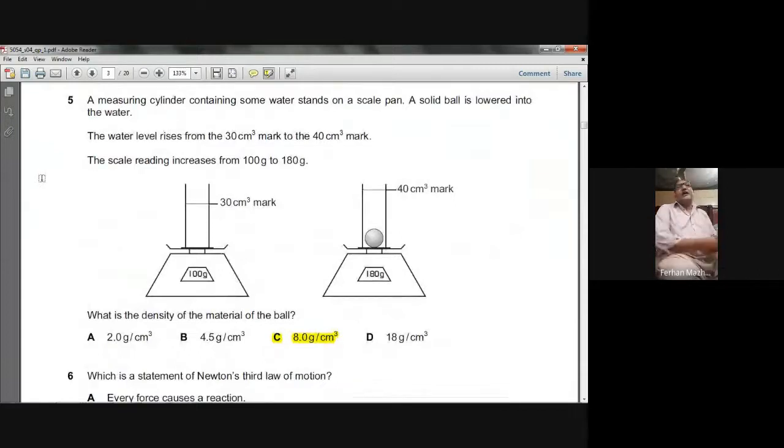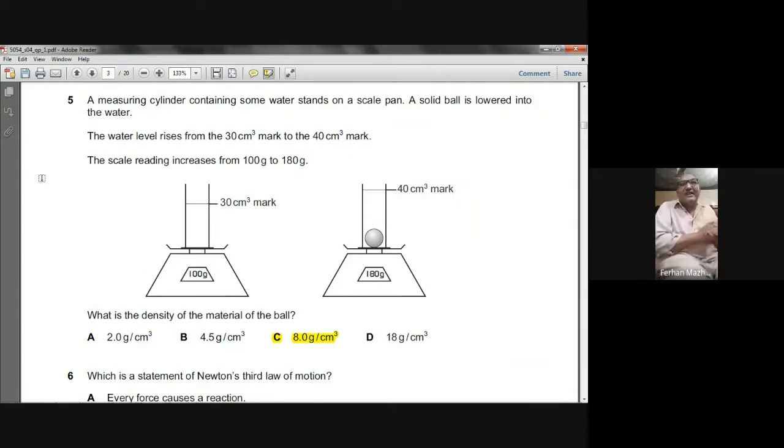You see, first of all, I found the volume of the ball. We put the volume of the water in the measuring cylinder was 30 centimeter cube. Then we put the ball into that cylinder. The volume became 40 centimeter cube. The change in the volume is 10 centimeter cube, and that is due to that ball. So the volume of the ball is 10 centimeter cube.